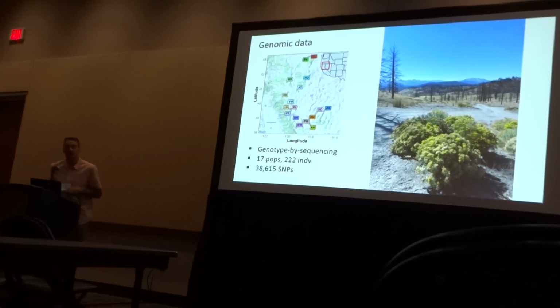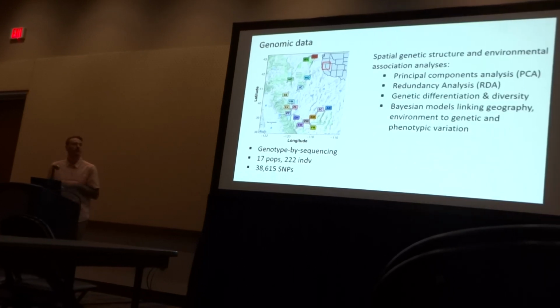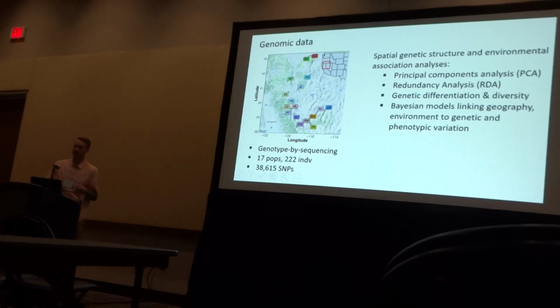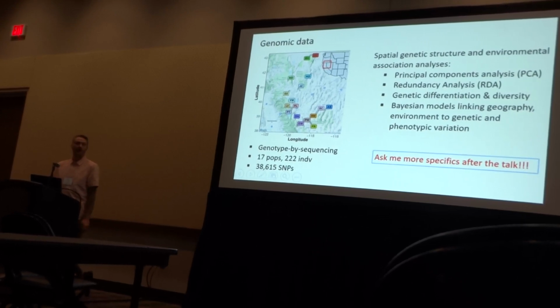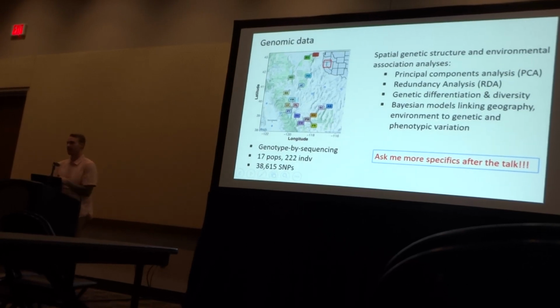Here you see our 17 sample populations from across the Great Basin. We used a genotype by sequencing method called ddRADSeq from 222 individuals and ended up with around 39,000 SNPs. We analyzed spatial genetic structure and did some environmental associations in a few ways. We used ordination techniques like PCA and RDA, estimated population genetic parameters for genetic differentiation and diversity, and also used both packaged and custom Bayesian models to link geography and environment to genetic and phenotypic variation. I don't really get into very many specifics about genomic pipelines or the analyses, but feel free to ask me later.